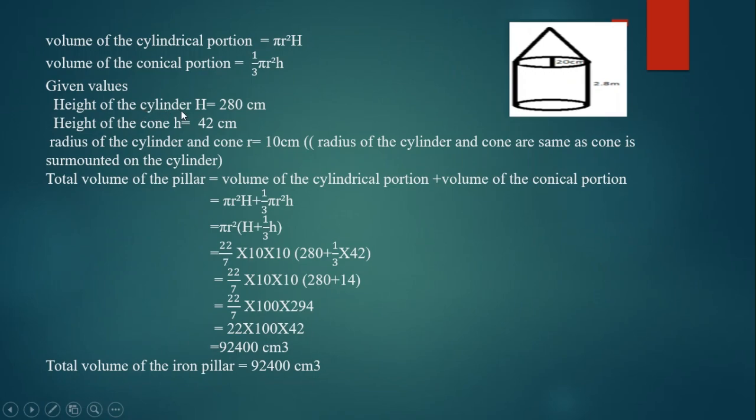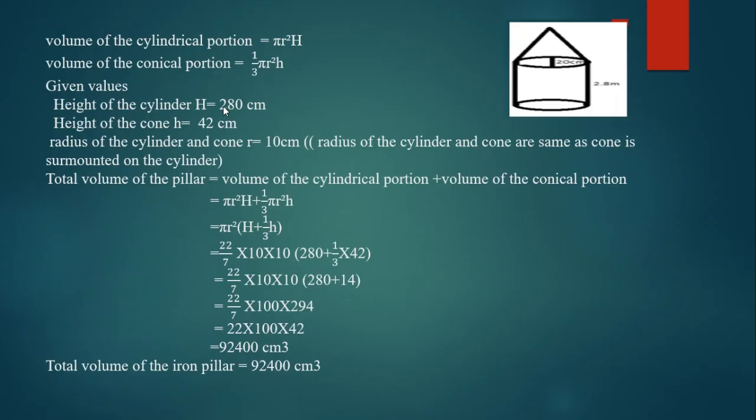Again, height of the cylinder is 280 centimeters. Here this should be changed because in the given problem it is given as 2.8 meters, but we need to change it into centimeters because all the other units are given in centimeters. To make the measurements uniform, we need to convert it into centimeters also. If we miss the point, definitely our calculation will go wrong.